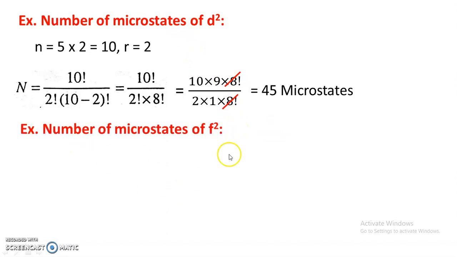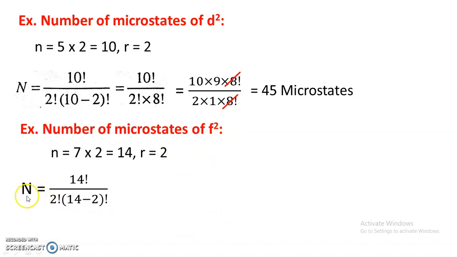And the last example, the number of microstates for f2 configuration. f2 means 2 electrons are present in the f subshell and there are 7 f orbitals, and therefore the value of small n, twice the number of orbitals, is 7 into 2, equal to 14. So small n is 14 and r is equal to 2 because there are 2 electrons present in the f subshell. So the number of microstates N is equal to 14 factorial, this is small n, upon 2 factorial, this is r, into (14 minus 2) factorial.